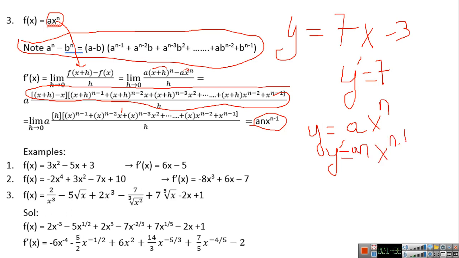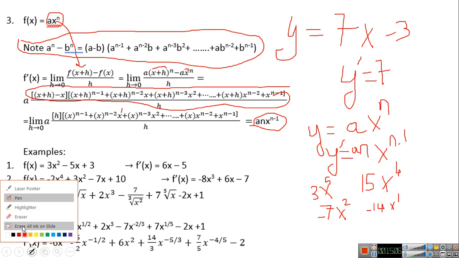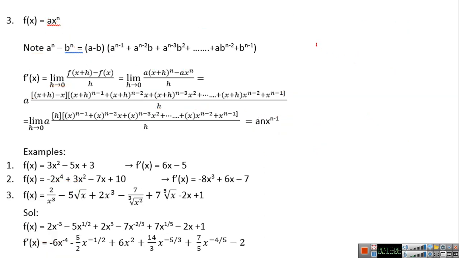If you want to find the derivative of 3x^5, you take the 5 and multiply it by the coefficient, you get 15, and the power will be 5 minus 1, which is 4. If you have, for example, minus 7x squared, what will the derivative be? You multiply 2 by minus 7, it will be minus 14, and you decrease the power by 1, you get x to the power 1.